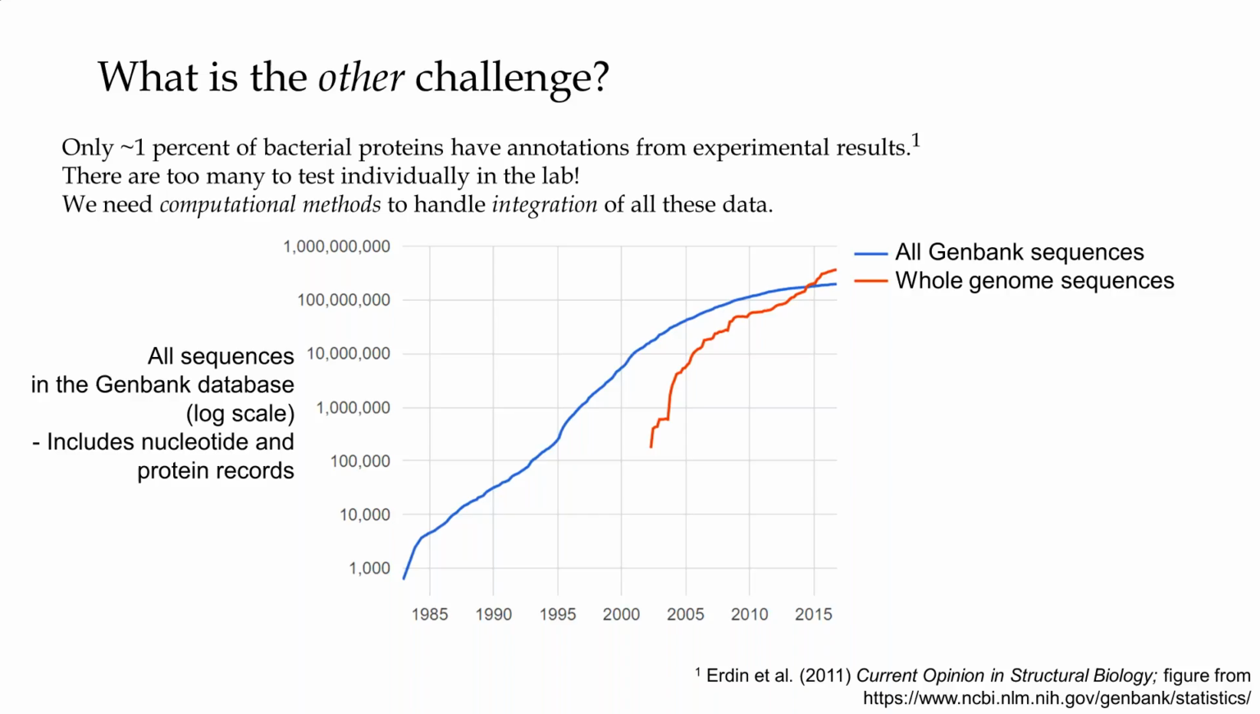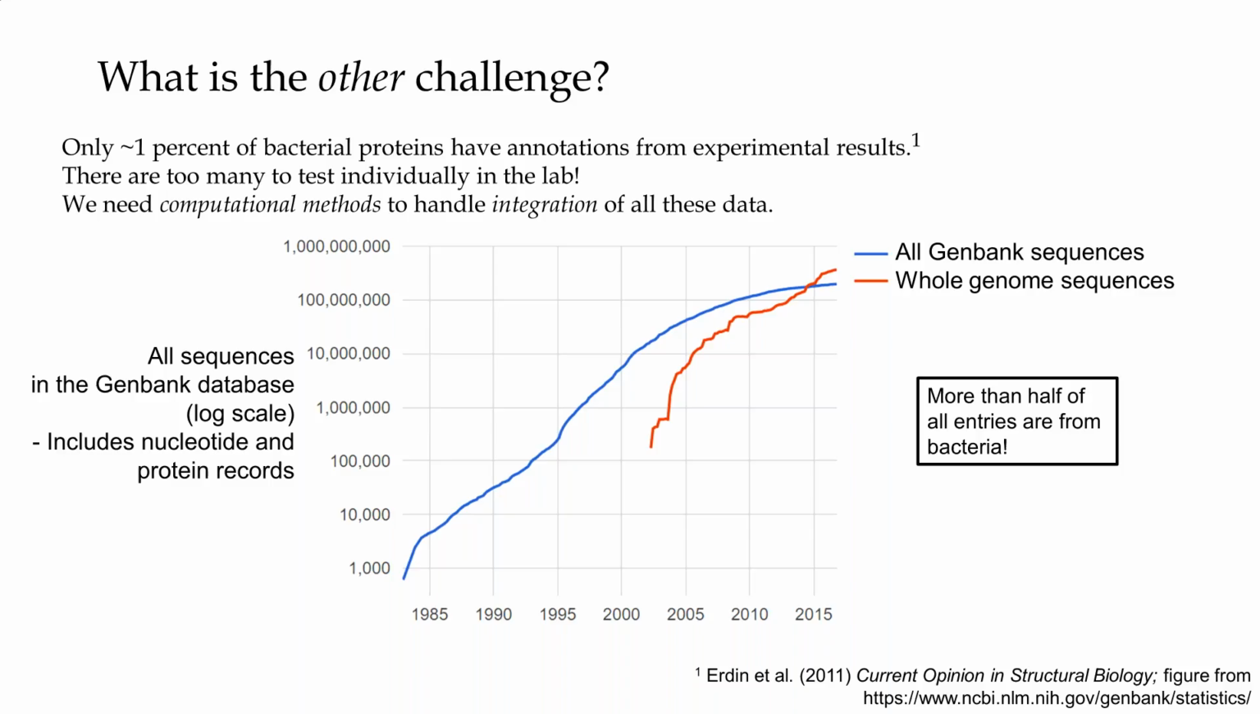Now, in fact, if we just look at the entries in GenBank, or even just for the whole genome sequence present in GenBank, now about half of these entries, actually more than half at this point, are entries just from bacteria, and that number is well above 100 million entries at this point. So there's no chance of ever verifying the function of every protein individually in the lab. We really need to be able to have bioinformatic methods that can handle this.